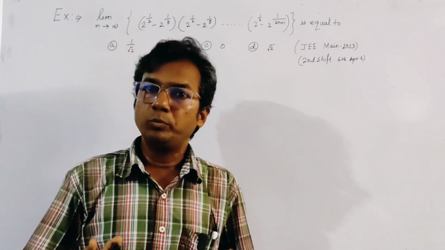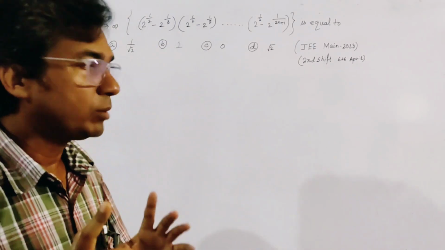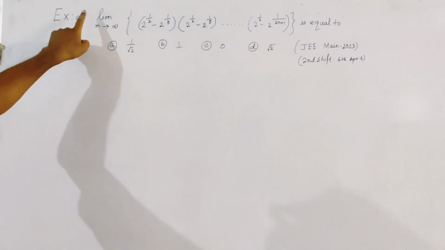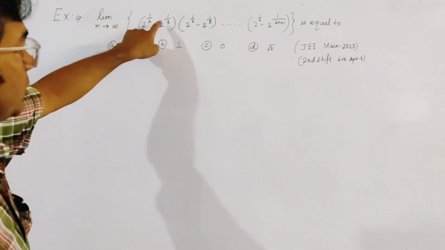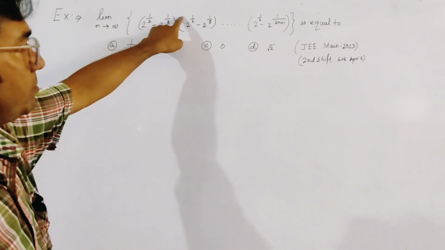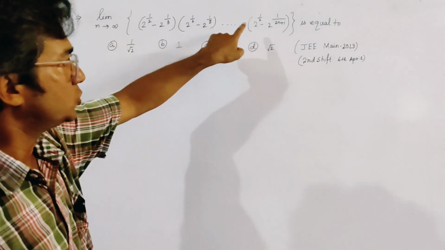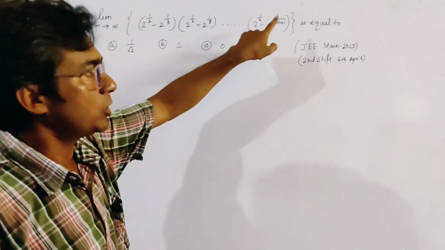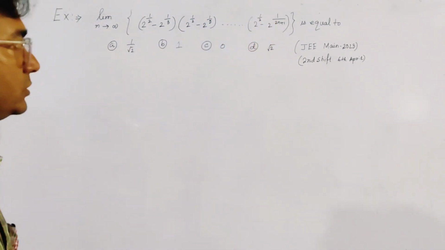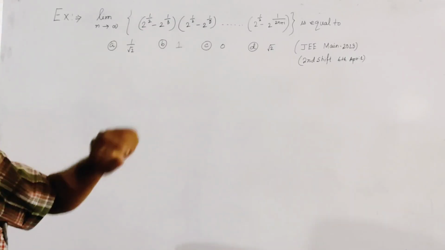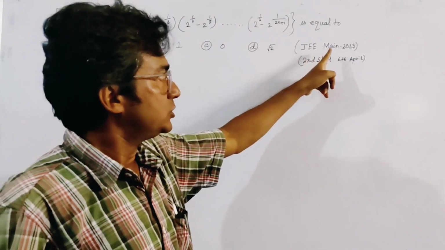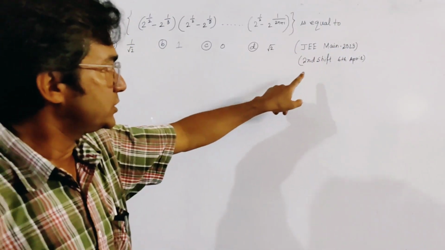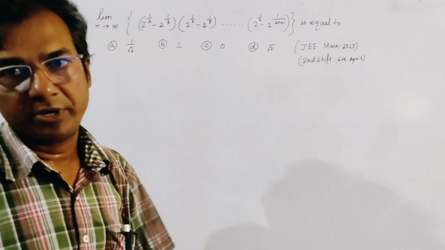Here we have to find the value of the limit. The limit is, as n tends to infinity, (2^(1/2) − 2^(1/3)) × (2^(1/2) − 2^(1/5)) up to (2^(1/2) − 2^(1/(2n+1))). And 4 options are given. This problem is from JEE Main 2023, second shift, 6th April.